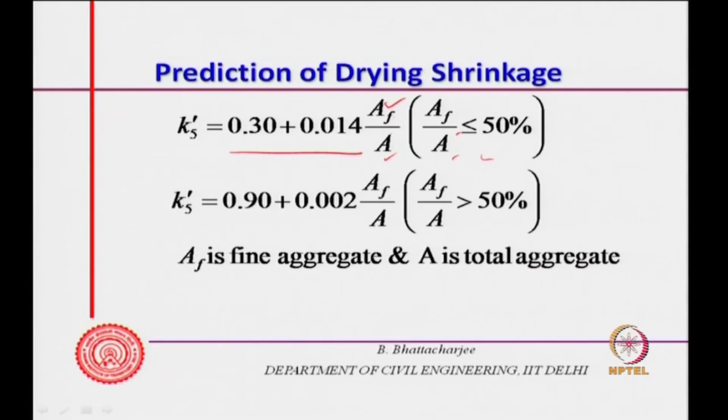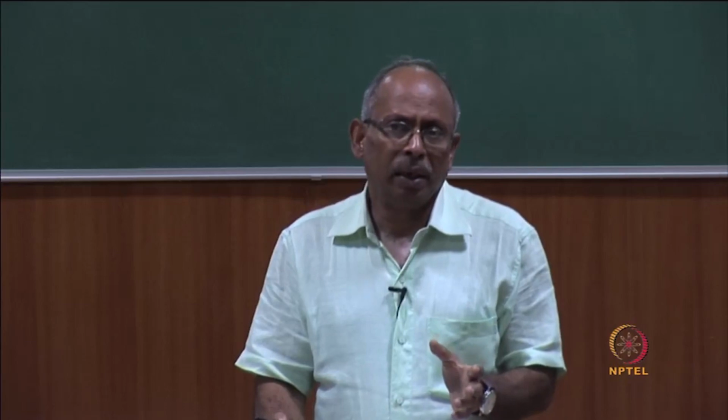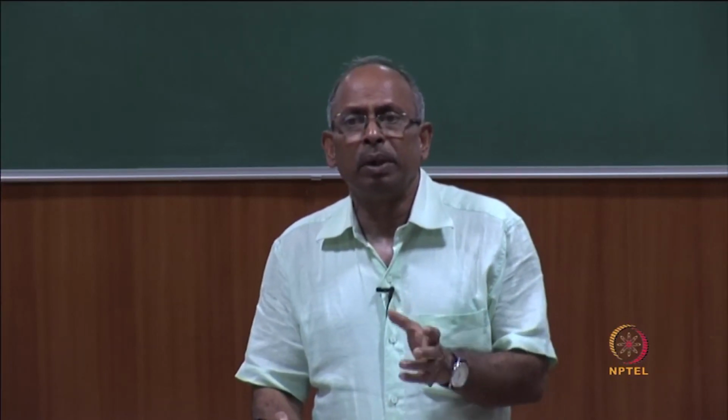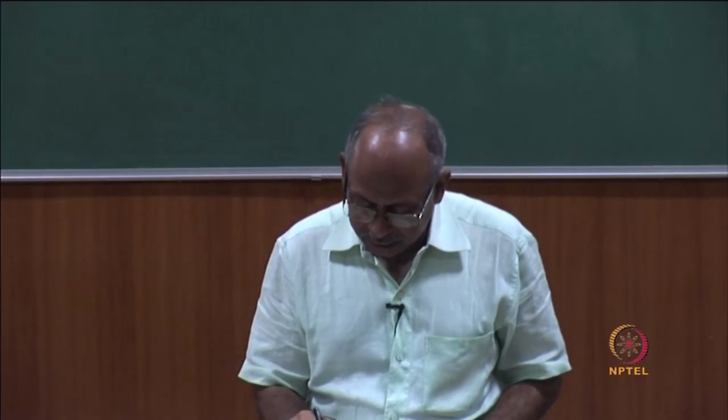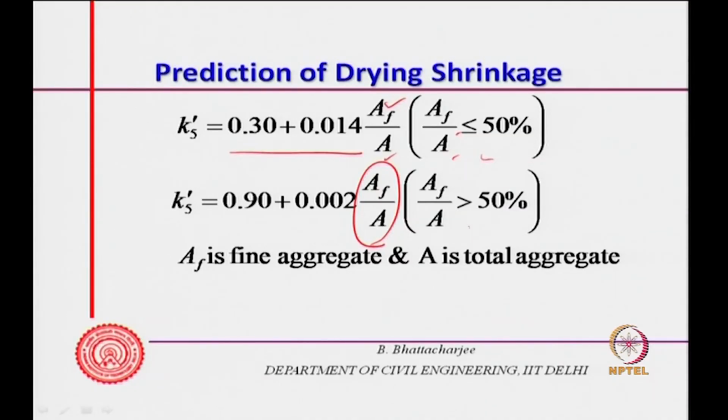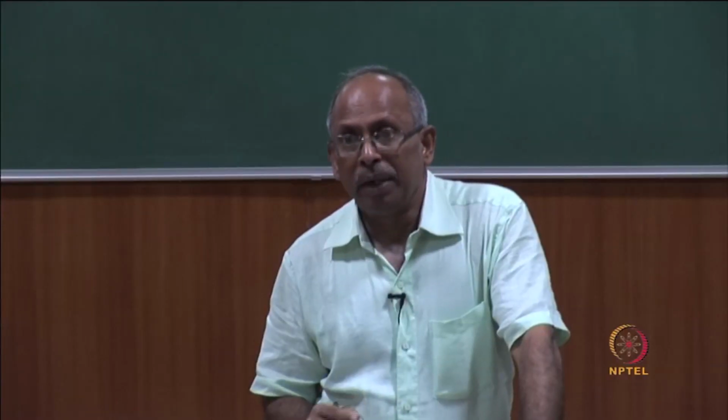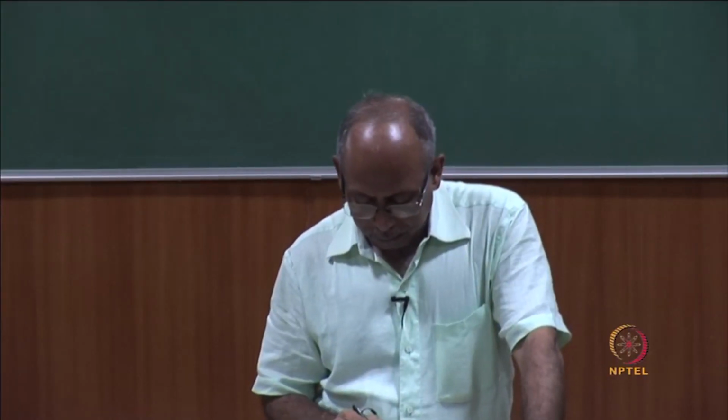So, if more fines are there, more shrinkage; if lesser fines are there, less shrinkage, because coarse aggregate is the one which will actually restrict the shrinkage. So, more fines in the system, you are likely to have more shrinkage, and if fine is very high, more than 50%, this value is relatively less, 0.90, but this value is higher. So, two empirical formulae are given, depending upon the fine content of the system.